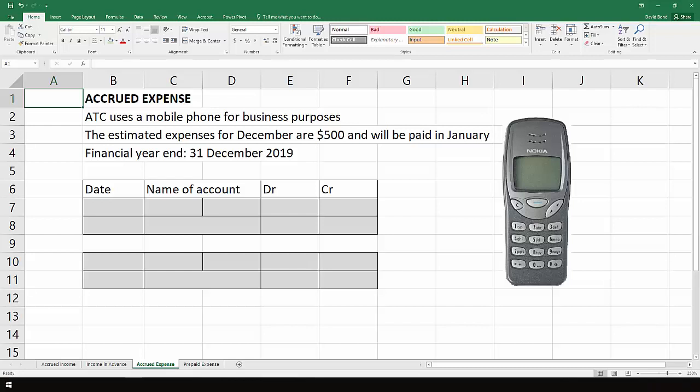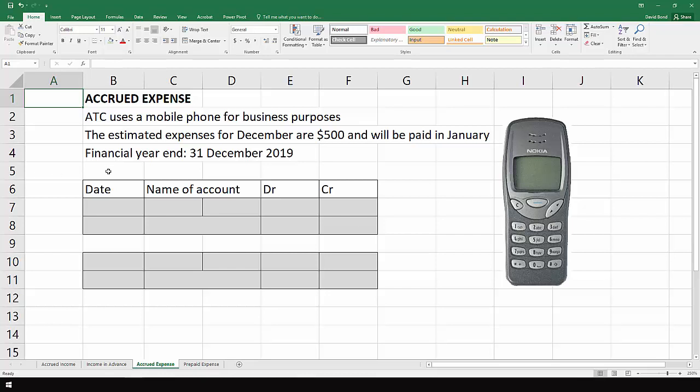The third example is accrued expenses. In this one, ATC uses a mobile phone for business purposes, and I don't know if they're still using a Nokia 3210. I don't know if you can buy them anymore, but they were a solid phone back in the day. The estimated expenses for December are $500. That seems like they're making a lot of phone calls. The estimated expenses for December are $500 and will be paid in January, with the financial year end being the 31st of December 2019.